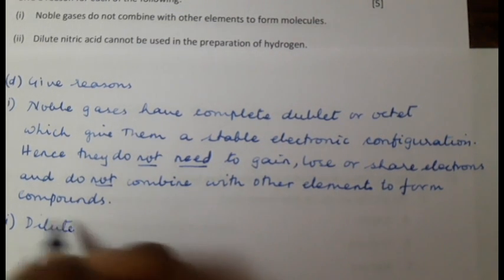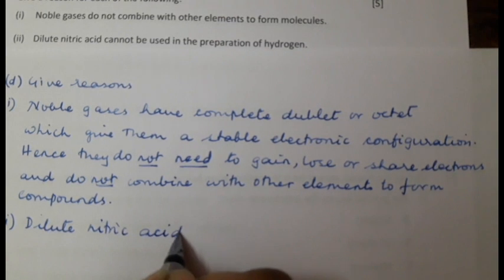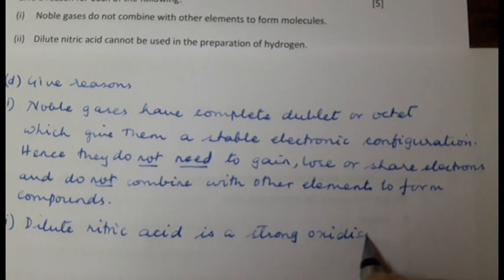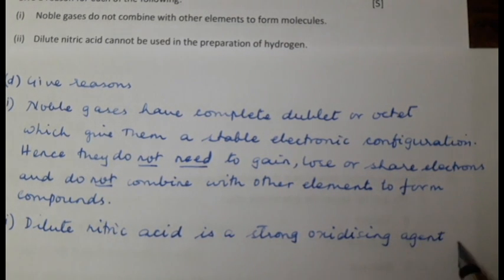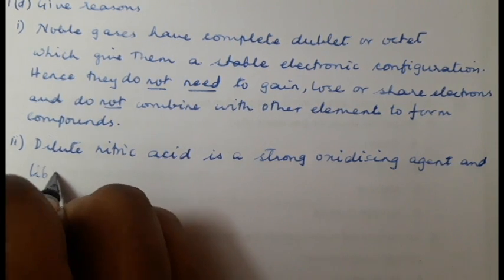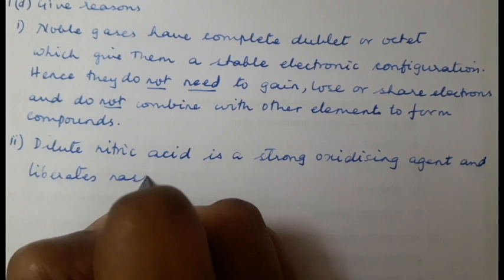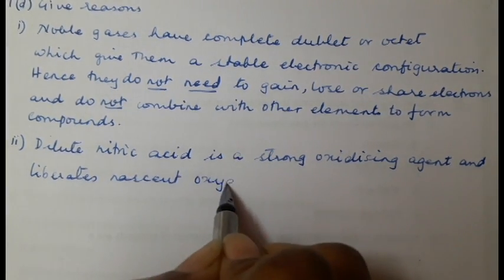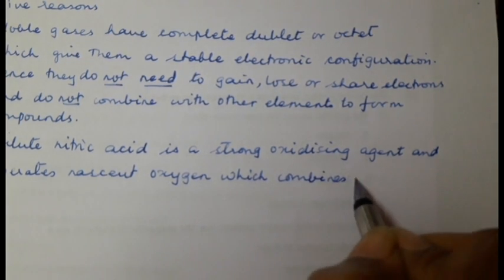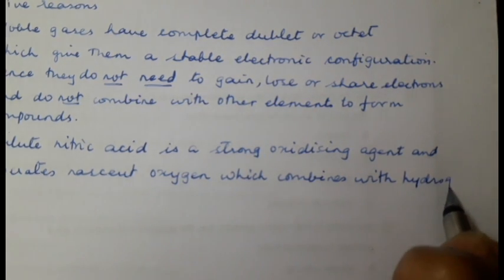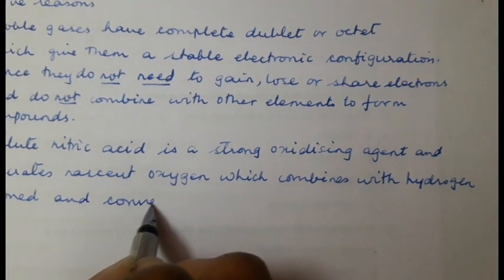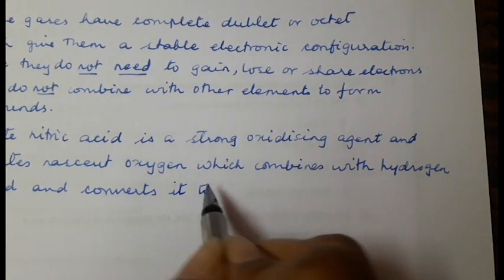Dilute nitric acid is a strong oxidizing agent and liberates nascent oxygen which combines with hydrogen formed and converts it to water.